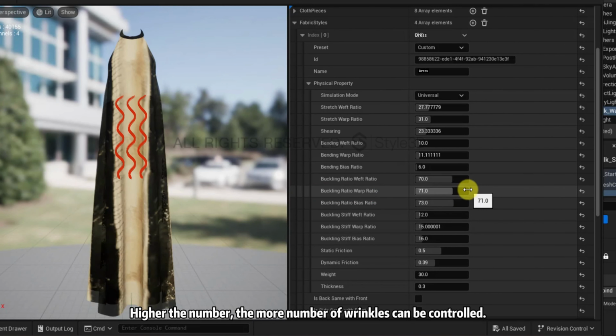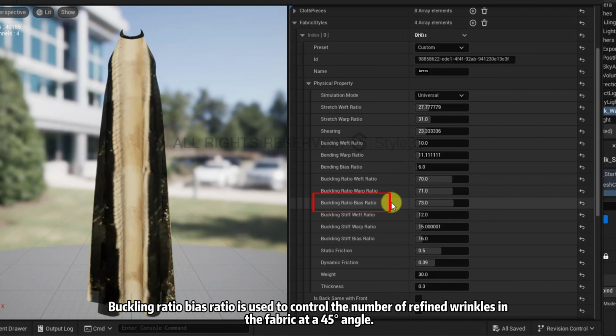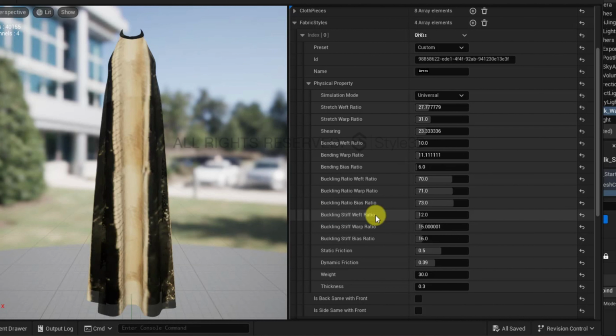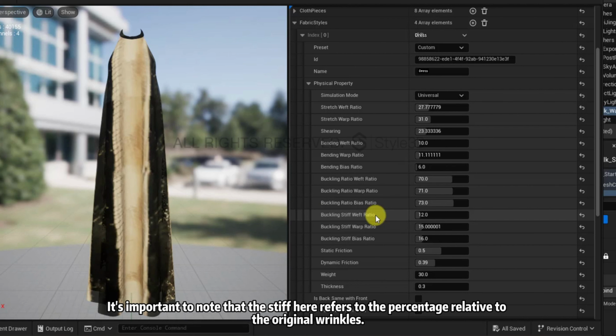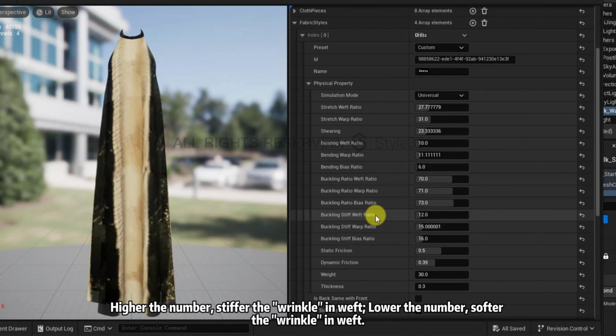Higher the number, the more wrinkles can be controlled. Buckling ratio bias ratio is used to control the number of refined wrinkles in the fabric at a 45 degrees angle. Buckling stiff weft ratio is used to control the degree of refinement of wrinkles identified by weft ratio. It's important to note that the stiff here refers to the percentage relative to the original wrinkles. Higher the number, stiffer the wrinkle in weft, lower the number, softer the wrinkle in weft.